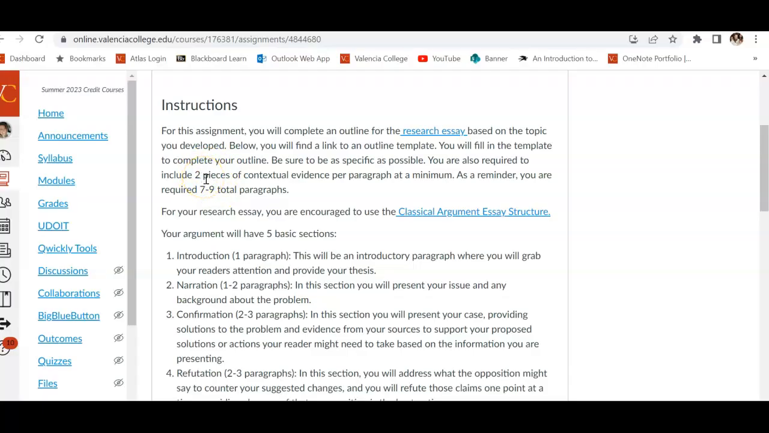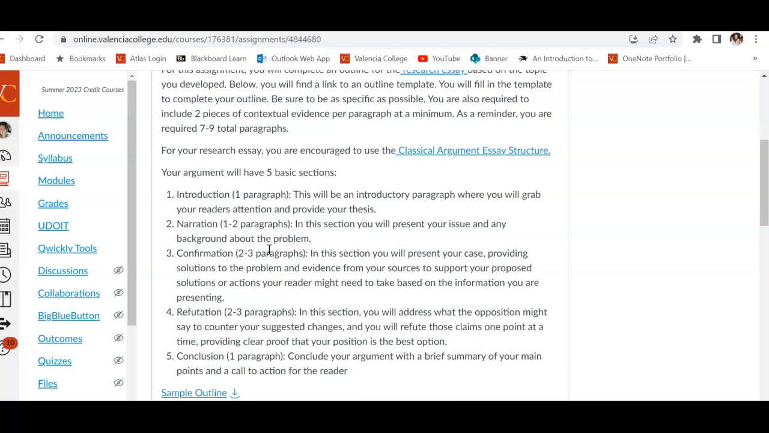so quotes from your research for each body paragraph. So paragraphs 2 through 8 or 2 through 6, depending on how you set up your paper.